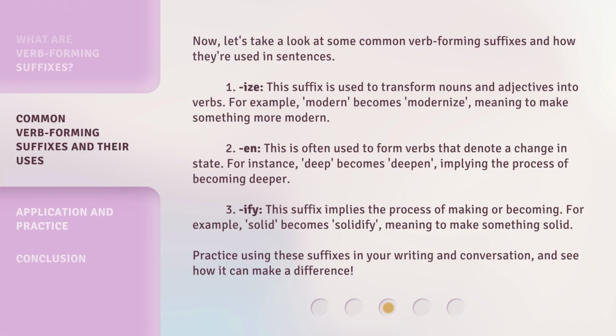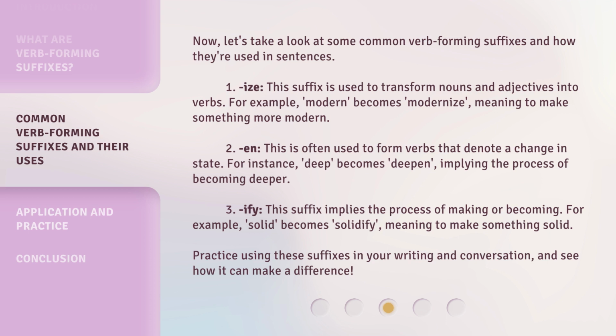Now, let's take a look at some common verb-forming suffixes and how they're used in sentences. 1. -ize. This suffix is used to transform nouns and adjectives into verbs. For example, modern becomes modernize, meaning to make something more modern.